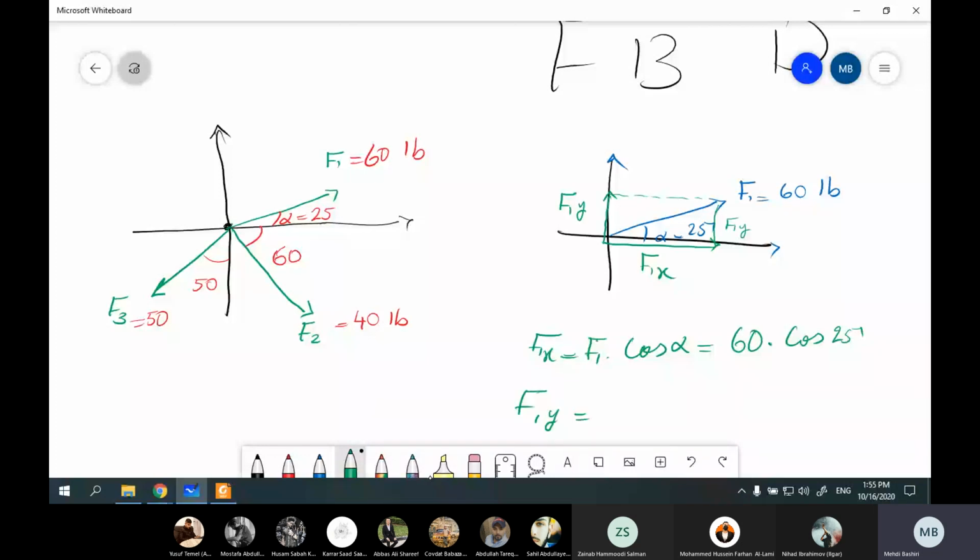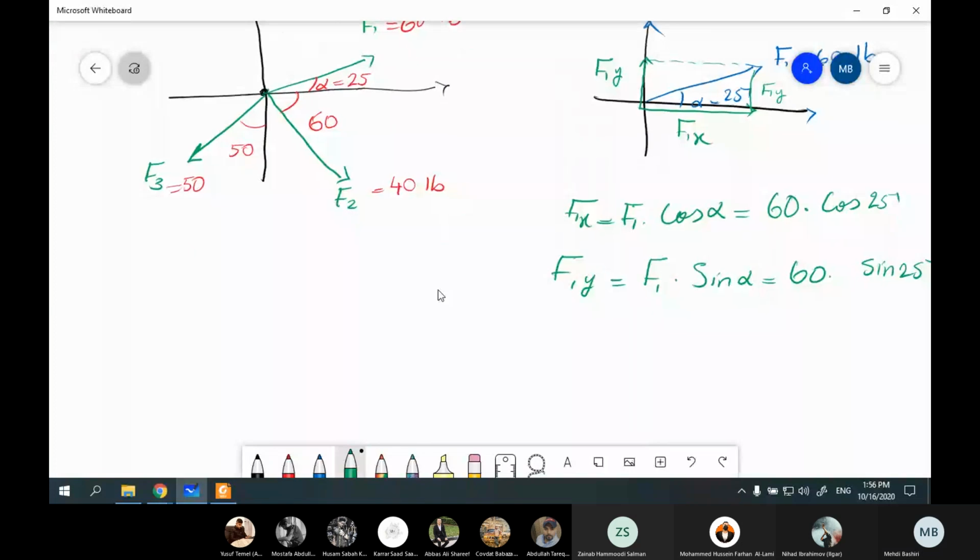F1y. Y is far from this angle. You can see that this one is near, this one is far. F1y is F1 dot sine of alpha. That would be 60 dot sine of 25. Okay, we're done with F1. Let's go for F2.